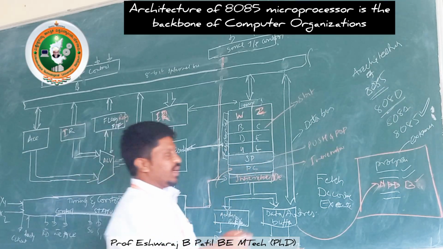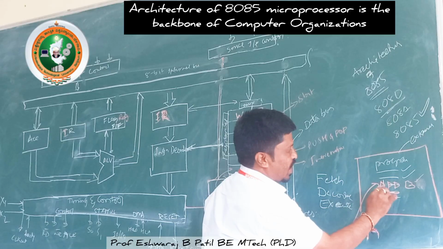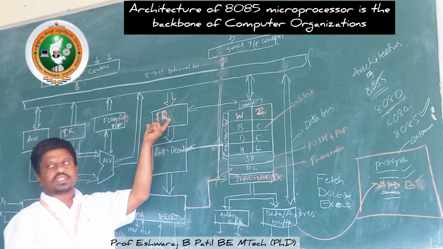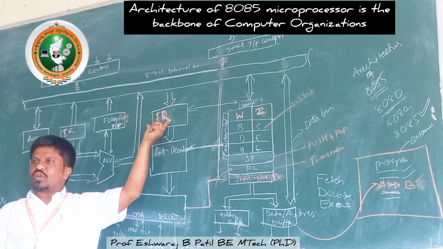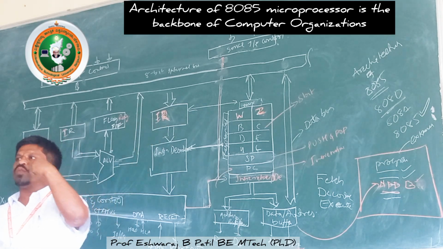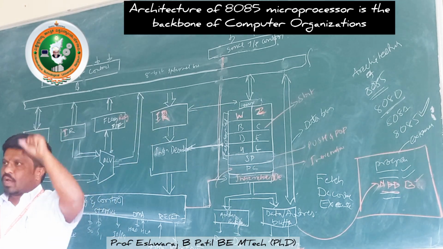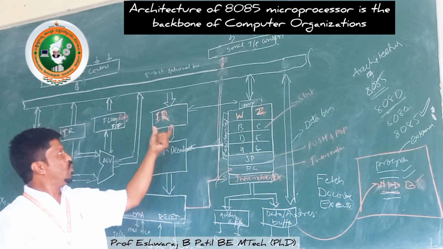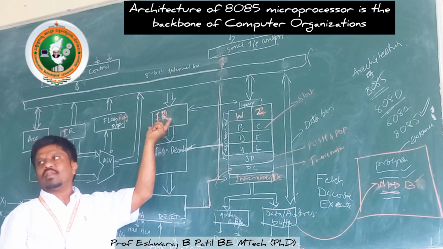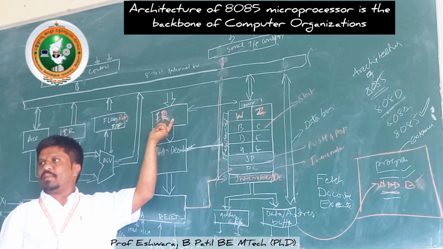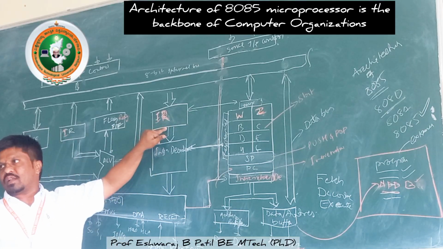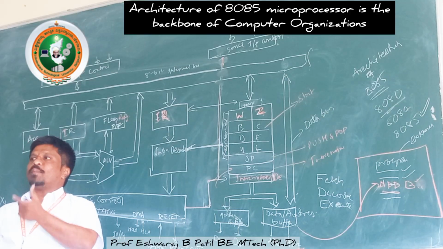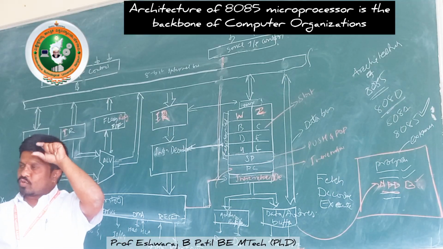Now for the next instruction to execute, that will be stored in the program counter. The instruction register will hold only the instruction which is going to be executed now. Whatever instruction is fetched first comes to our instruction register. The instruction register is the one register which holds only the particular instruction going to be executed now.